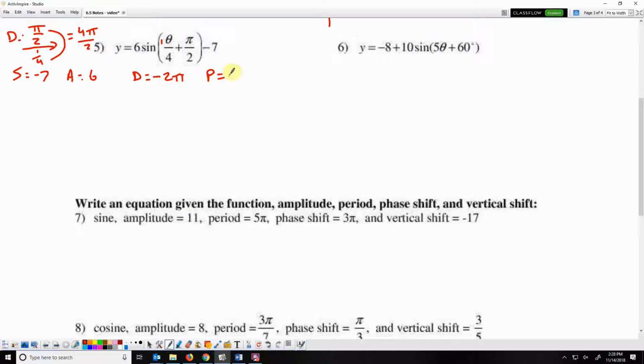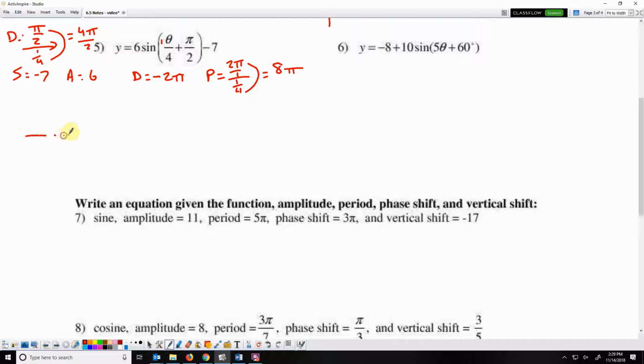The period is 2 pi over b. So that's 2 pi over 1/4. So that's 8 pi over 1, which is just 8 pi. So we've got a period of 8 pi.